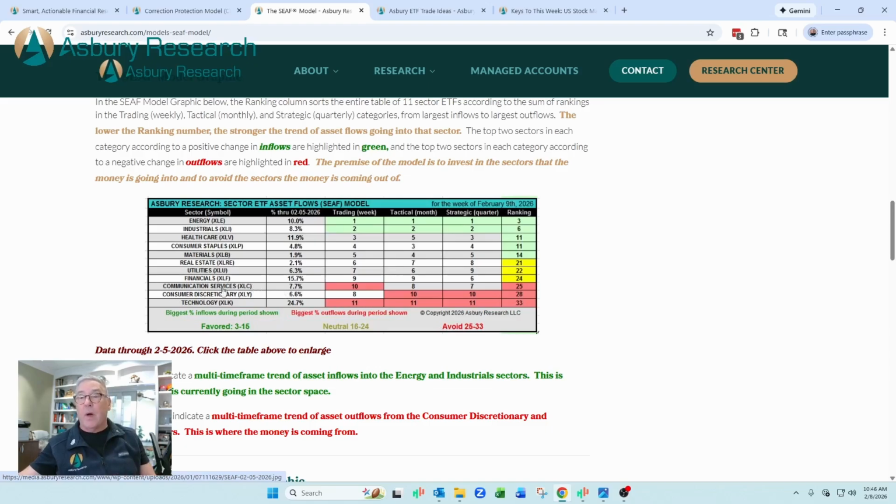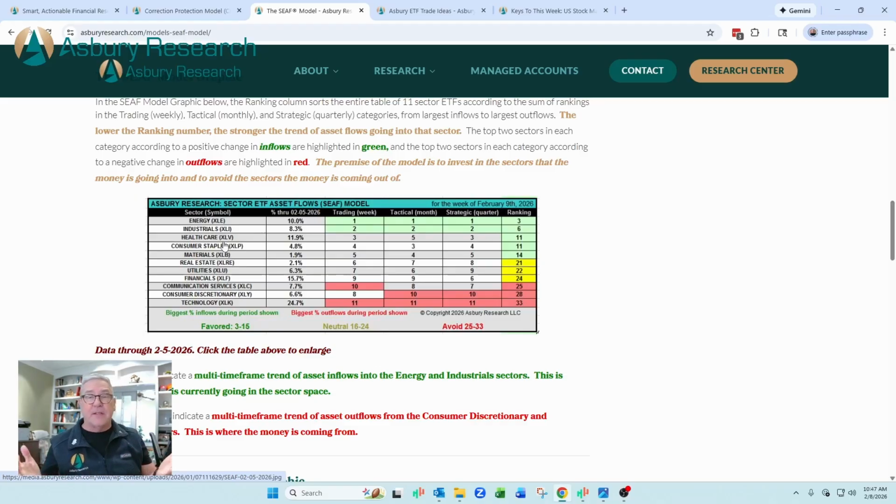So we want to avoid communication services, consumer discretionary, and technology here down at the bottom, and we want to focus our attention up here. So you're always in the top three. So next week, let's say hypothetically you're a brand new subscriber, and next week you're going to take your hypothetical $100,000 account. The money doesn't matter. I'm just trying to make a point here of how we divvy that up. And you will be invested in that, 1/3 of that, $33.3 thousand in XLE, and the same amount in XLI, and the same amount, excuse me, in XLV.